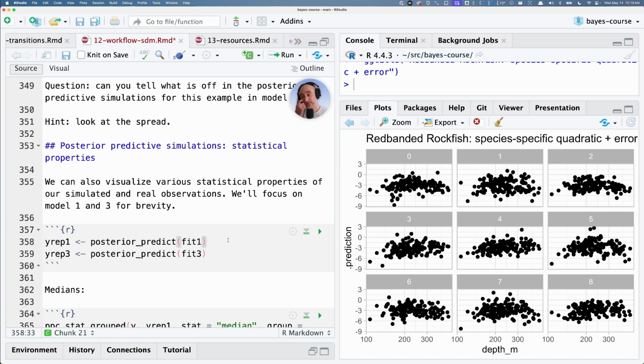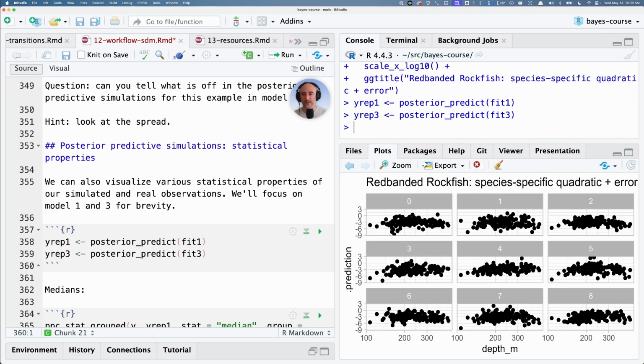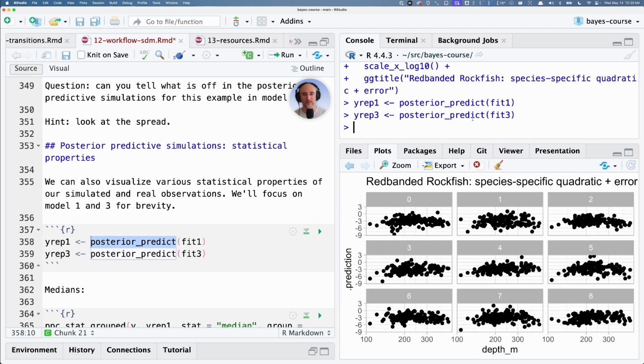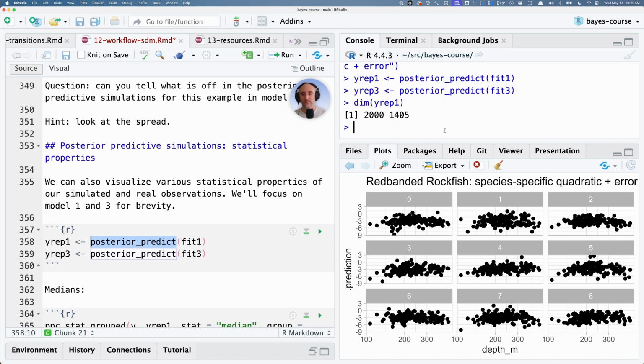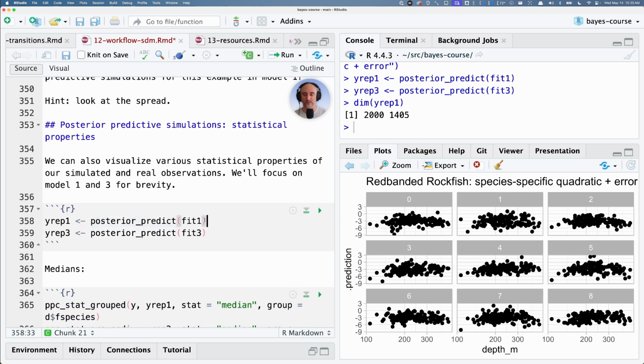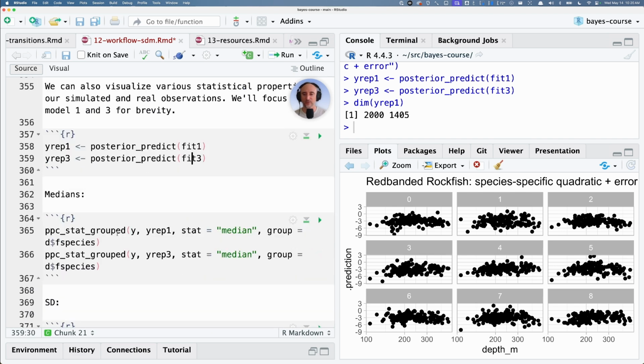So those were some visual posterior predictive checks. We can also do visual checks of statistics of the posterior predictive checks. To do that, I'm just going to use posterior_predict from brms to grab a matrix of simulations for the first model and the third model. So I've got 2,000, so 500 times 4, 500 posterior samples times 4 chains, across that many observations. So I've got matrices of posterior predictive simulations for fit 1 and fit 3.